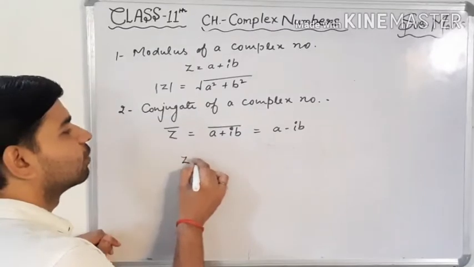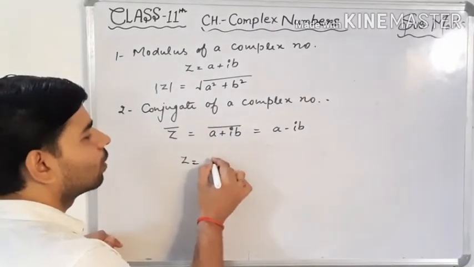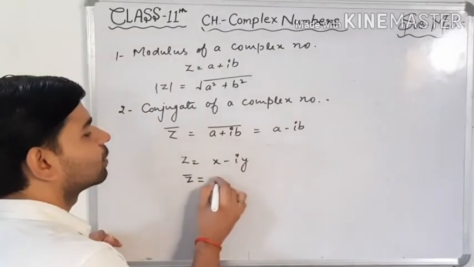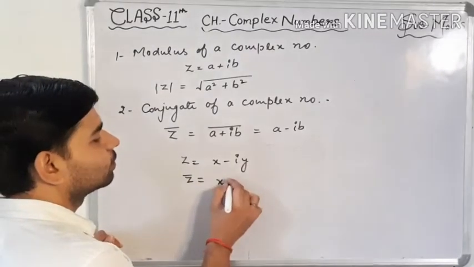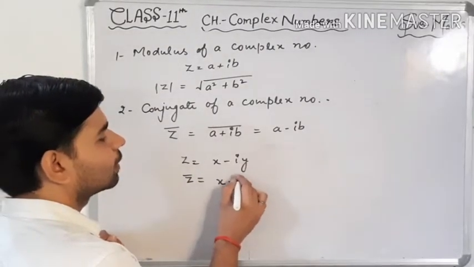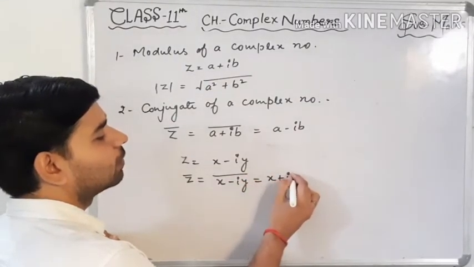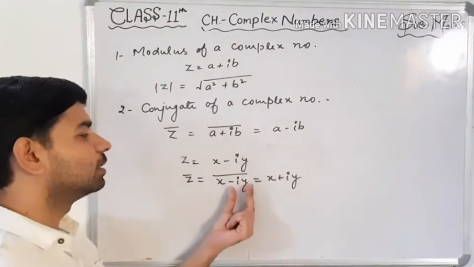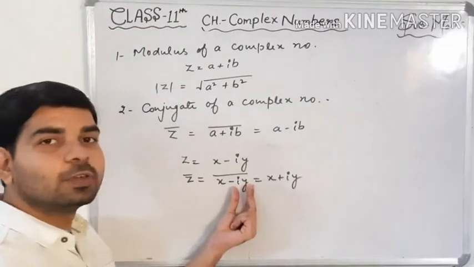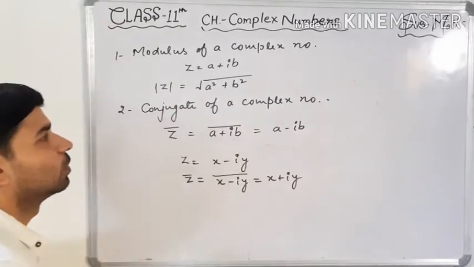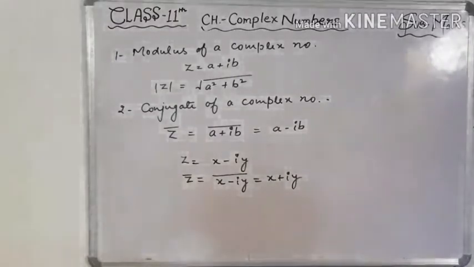If z is equals to x minus iy, then conjugate of z, z bar, is equals to x minus iy bar equal x plus iy. We change the sign of imaginary part of the complex number. So this is the conjugate of complex number.